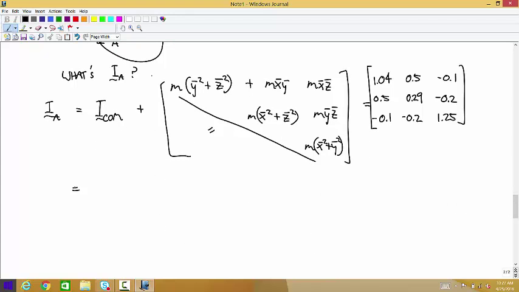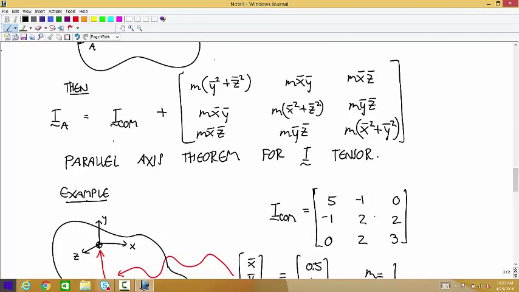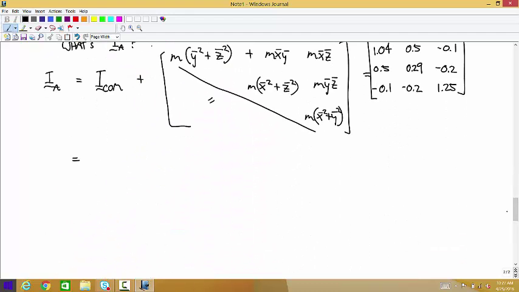And so the total moment of inertia we get from adding up these elements with these elements, and we get 6.04, 1.5, negative 0.1, 1.5 from the symmetry. The y diagonal is 2.29. YZ is negative 2.2. Then we have symmetry, and the z diagonal is 4.25.